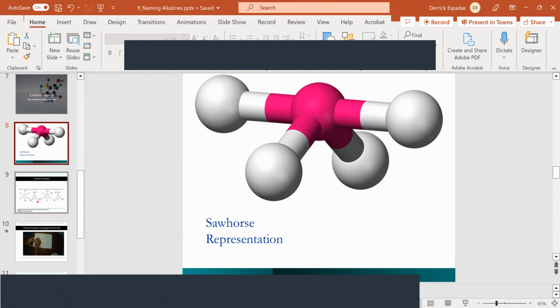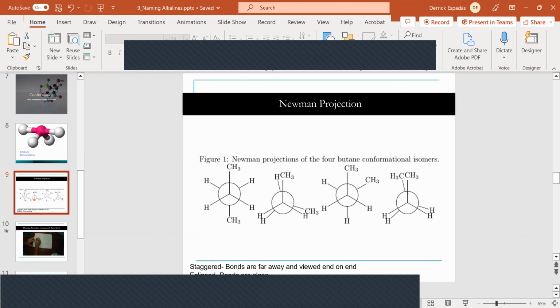Another way we can represent what's going on with an atom is what's called a Newman projection. Two things to point out: in a staggered situation, bonds are far away and viewed end on end, whereas in eclipsed they're close. Over here we can see a staggered one, and it's easy to see everything, like we're looking straight down at them. In eclipsed they're so close they almost go over each other, and if we were looking at them they would cover each other, and that's why we call them eclipsed.